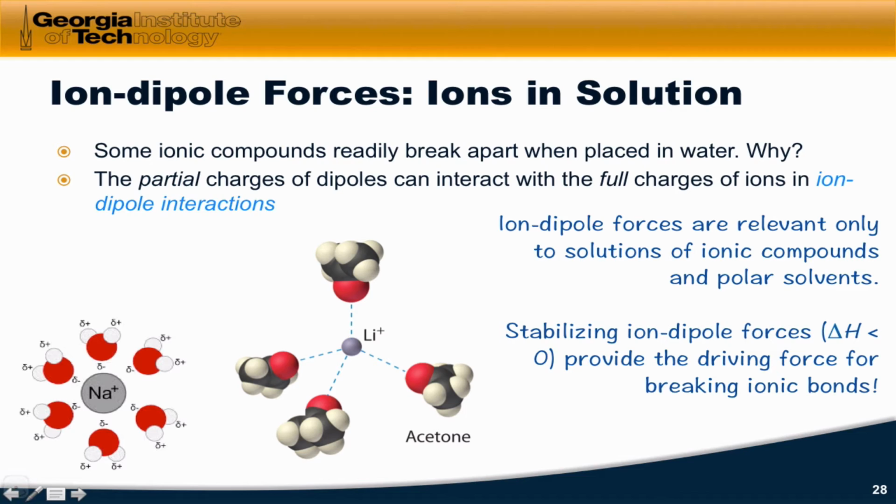When we replace one of those ions with molecules containing permanent dipole moments, we get ion-dipole forces. This will happen, for example, when we take an ionic compound and dissolve it in water. Water is a polar molecule, and the negative end of water's dipole can interact with a cation, while the positive end can interact with an anion.